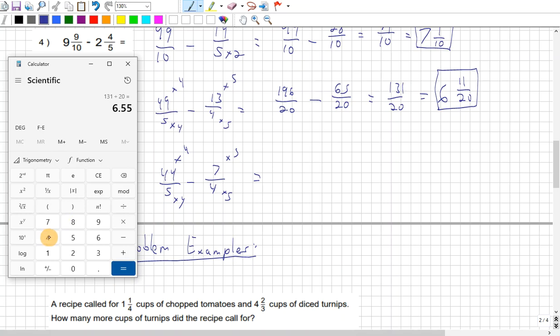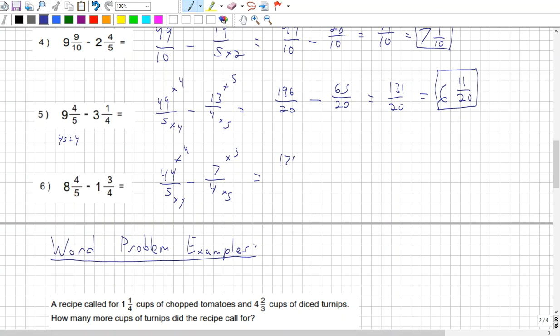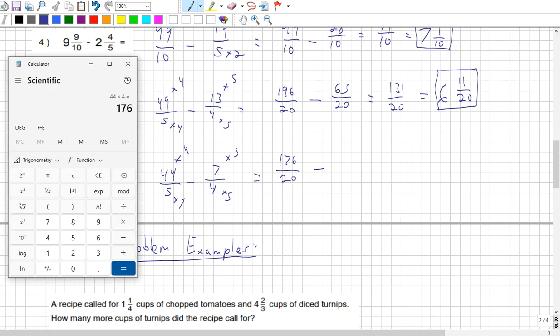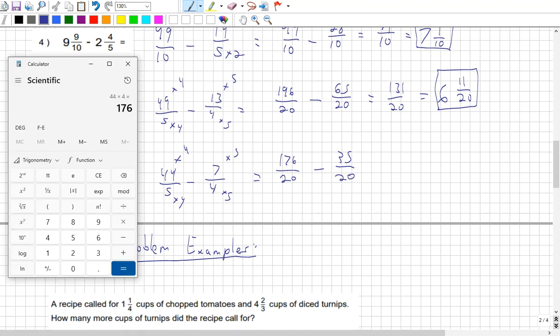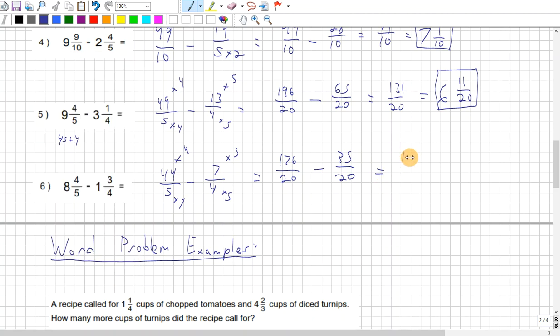So 44 times 4, that's a big one. 176. But notice it doesn't take me that long. 7 times 5 is just 35 over 20. Right? Keep your calculator handy right next to you. It's okay. 141. So I subtract the top, so I get 141. The denominator, of course, stays the same.